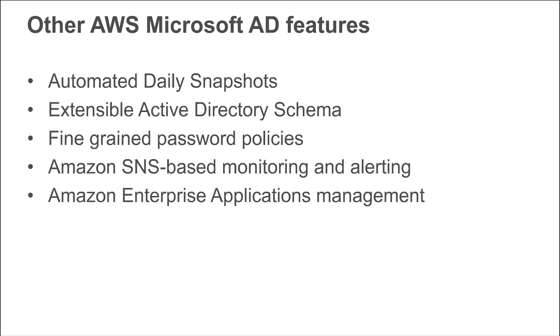And we have many other features that are provided. You have automated daily snapshots. If you do have specific attributes in your Active Directory schema, we also have a managed way to extend your AD schema. You just provide us an LDIF file. We're going to be managing the extension of your AD with automated rollback if it fails. You have fine-grained password policies. You have monitoring and alerting based on Amazon SNS, so you can be notified if something goes wrong with your environment. And finally, we have integration and management of the Amazon Enterprise applications, such as Amazon WorkSpaces, WorkMail, WorkDocs, and Chime.